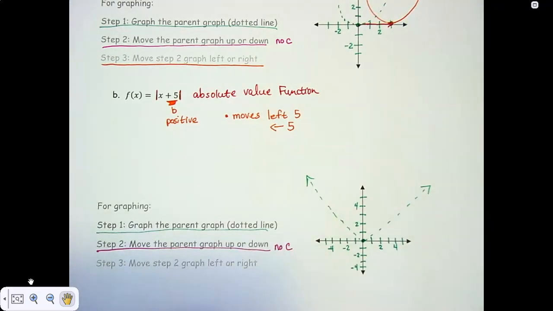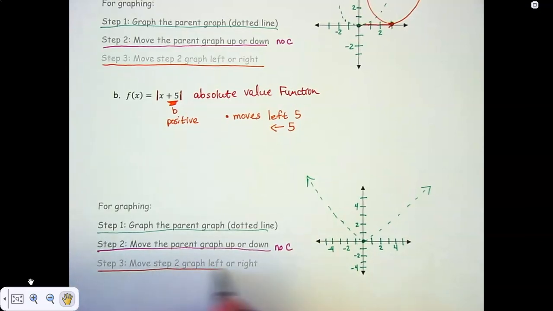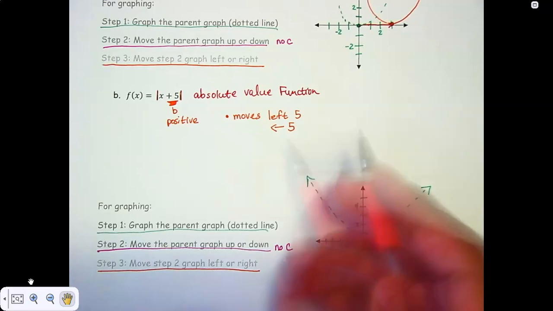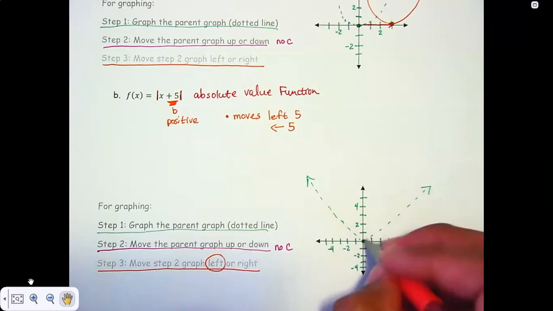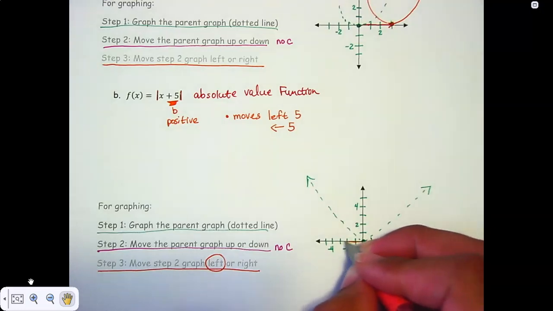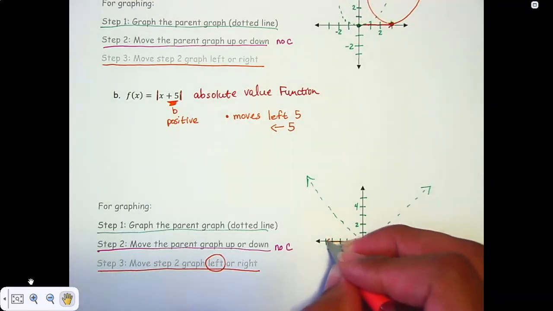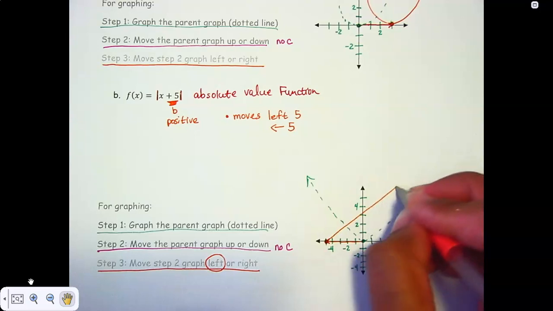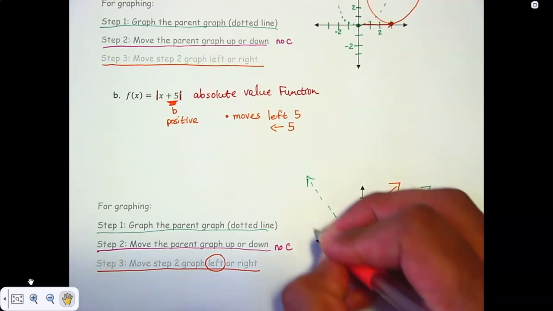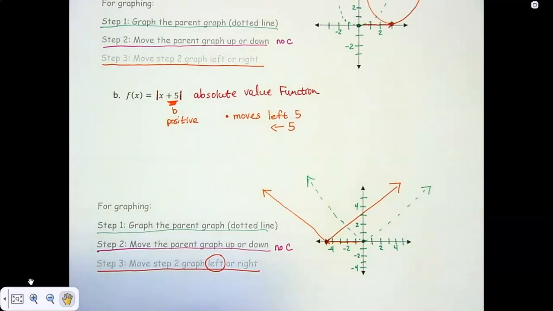All right. And then our last one here says we're going to move the graph left or right. And in this case, we said it's going to go left. So here we're going to take from the origin, we're going to go left 5. So 1, 2, 3, 4, 5. Right there. And then we do our absolute value. All right, and then that's it, guys. That's all it is when it comes to B, the inside, moving left to right. Easy, guys. This is easy. Y'all got this.